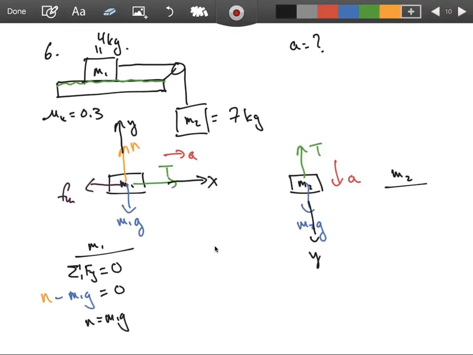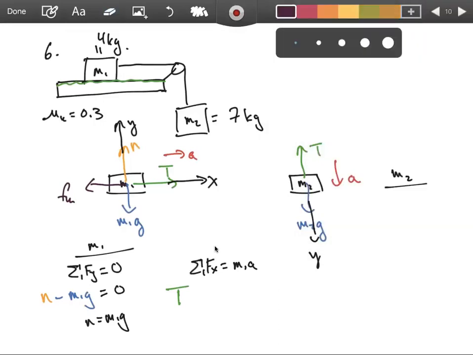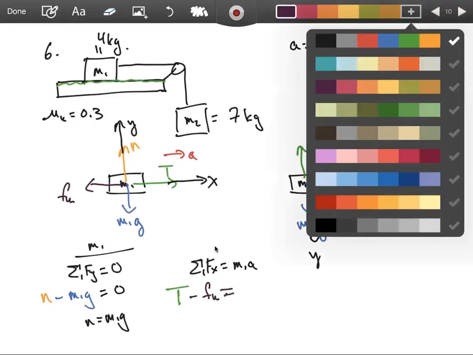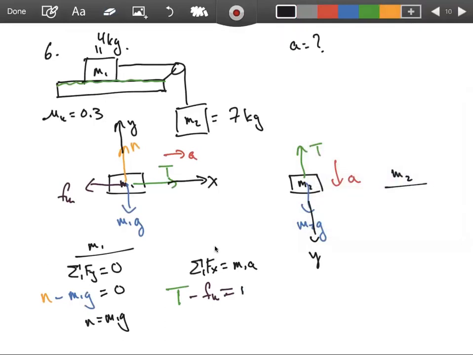In the x direction, the sum of the forces in the x direction is equal to, is it accelerating? The answer is yes. So I get M1A. And then here we have all of the tension in the positive x direction, so I get a positive tension. And then we have the friction force, which is also all along the x direction, but it's in the opposite direction of the positive x direction. So tension minus friction force is equal to M1A. So this says I can find my acceleration if I know the friction force, which I know now that I know the normal force.